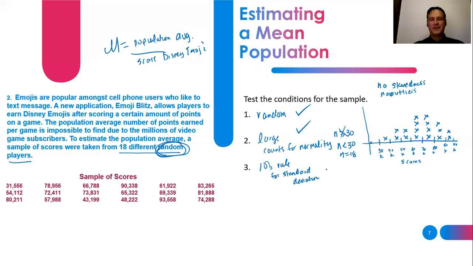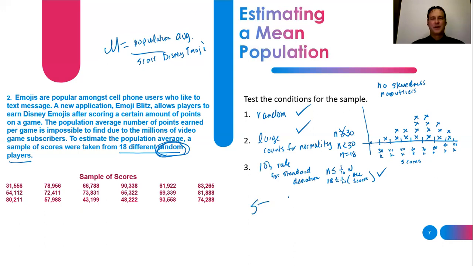Okay, so what is that? That's little n is less than or equal to 1/10 the big N. So my little n is 18. Do I believe that there are more than 180 scores for this particular game? Yes. In fact, I've had some of those 180 in a week. Okay, so I know that that's certainly true. That's all satisfied. So step 1 is done.